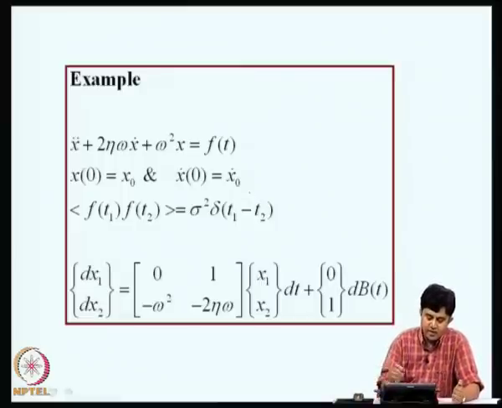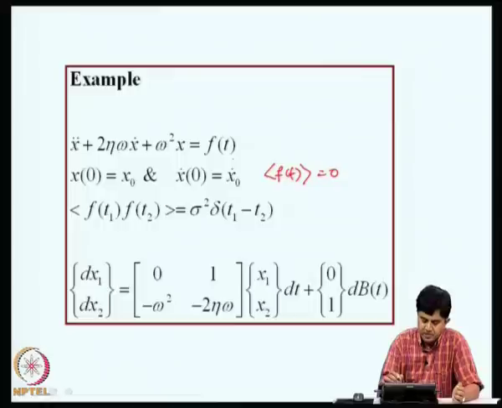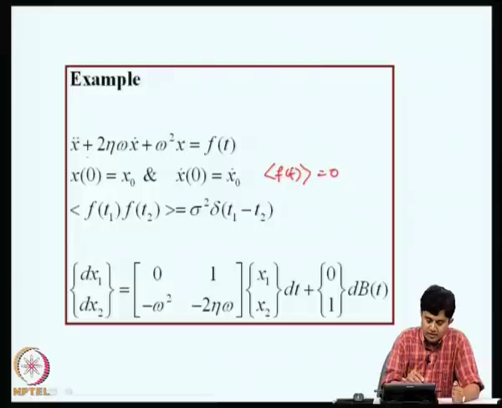So, let us begin with a single degree of freedom linear time invariant system under random excitation f of t, and let us assume that the mean of f of t is 0 and autocovariance is sigma square delta of t1 minus t2. That would mean f of t is a 0 mean stationary Gaussian white noise process.